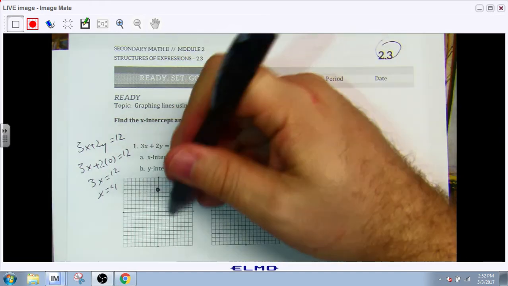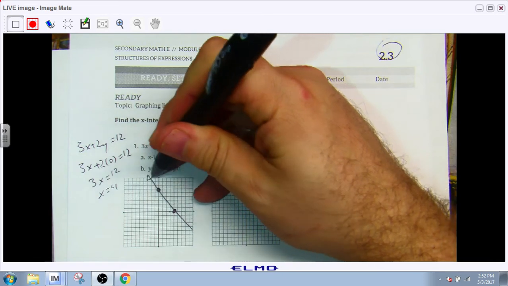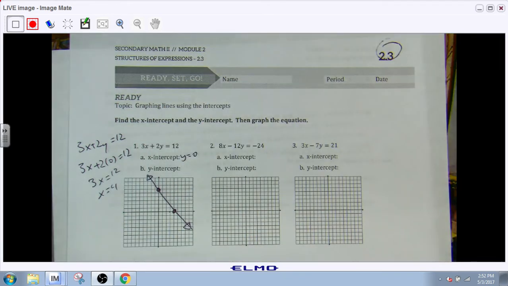Now I have 2 points. 2 points make a line. And I have graphed by using the intercepts. So go ahead and make sure you guys are doing that, plugging in zeros where you need to.